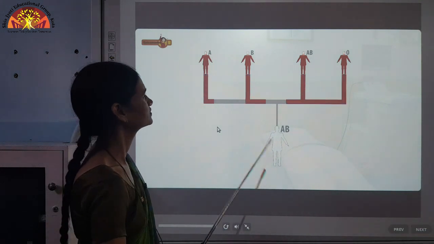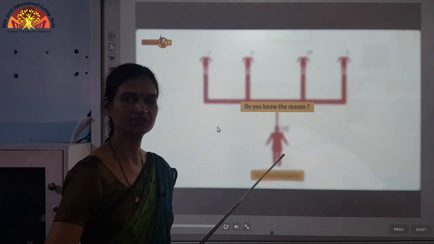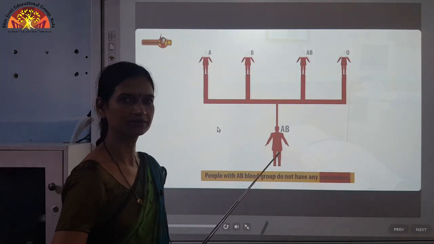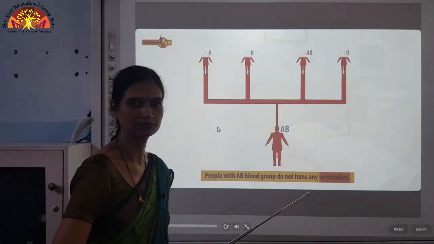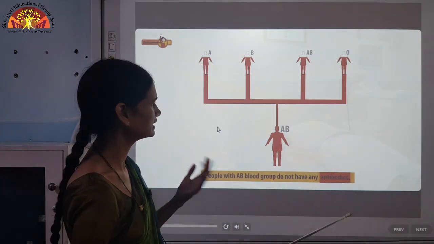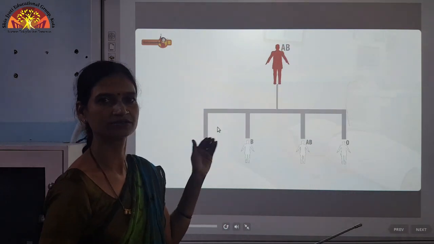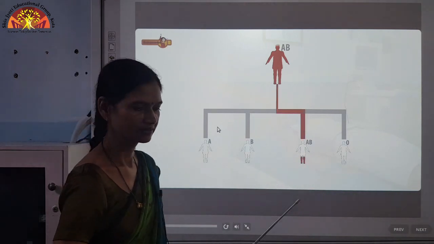So on the basis of this there are 4 kinds of blood groups. AB is the universal recipient, means it can take blood from any of the blood groups and it does not have any antibody, so it can accept blood of any blood group. ठीक है, किसी के भी blood group, किसी भी person का blood उसको दिया जा सकता है. That's why it is called as universal recipient.